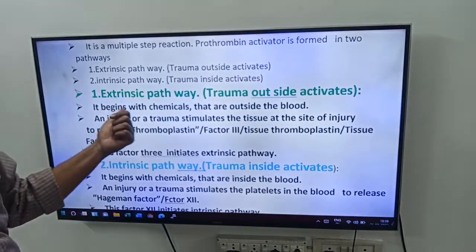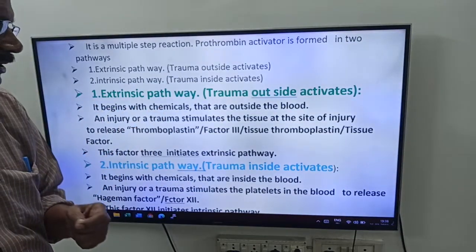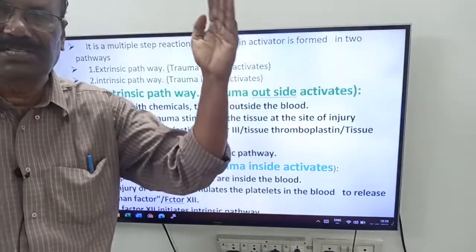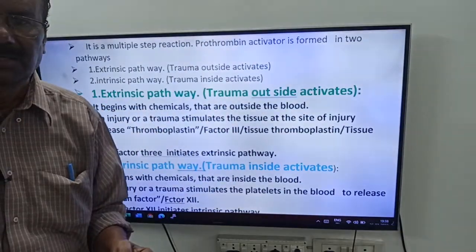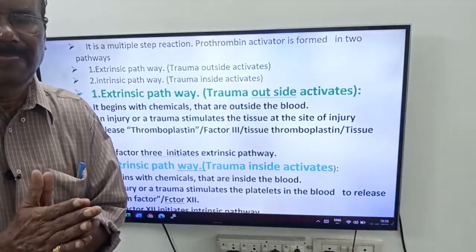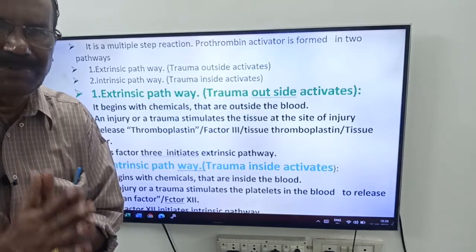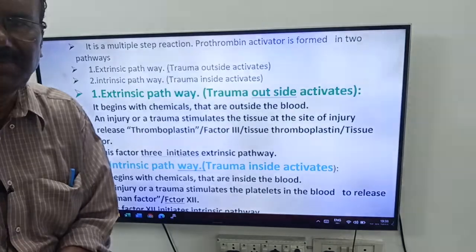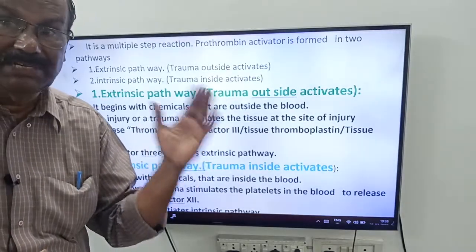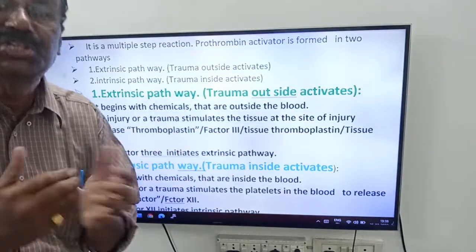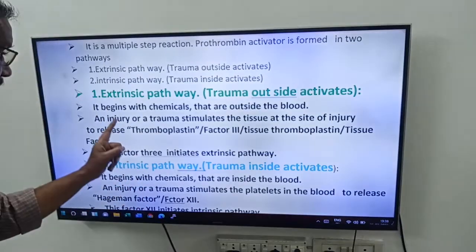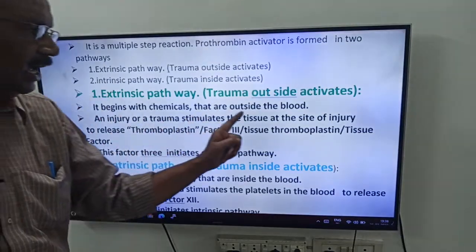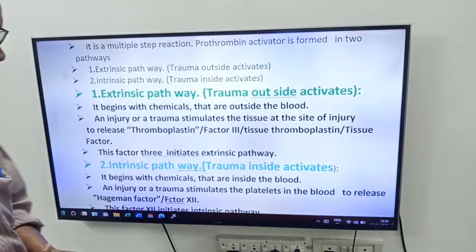See friends, it begins with chemicals that are outside the blood. This is very, very important, friends. The chemicals participating in the formation of prothrombin activator here are not from the blood. They are from outside the blood, that is, in the tissues. It begins with chemicals that are outside the blood.